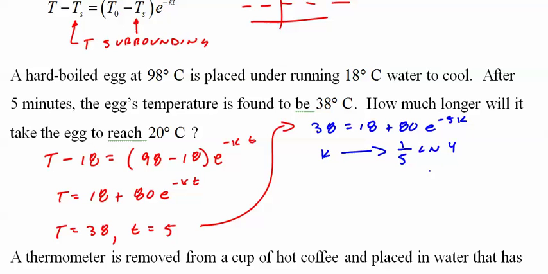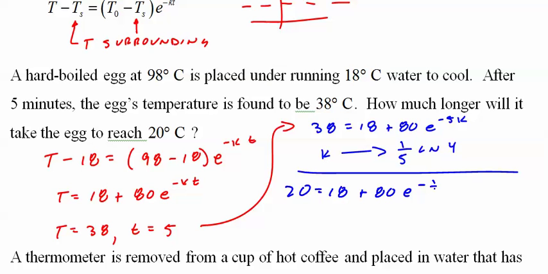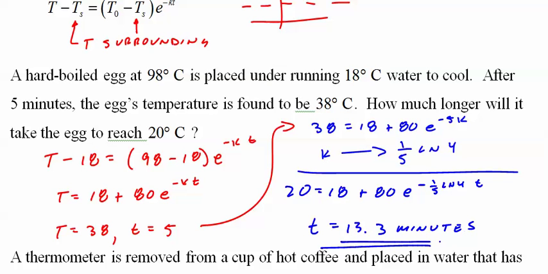How much longer will it take? Well, you got to solve that. You take T equals, 20 equals 18 plus 80 e to the negative 1/5 ln of 4 t. Blast out all the math and say t equals 13.3 minutes. It's just another application of decay.